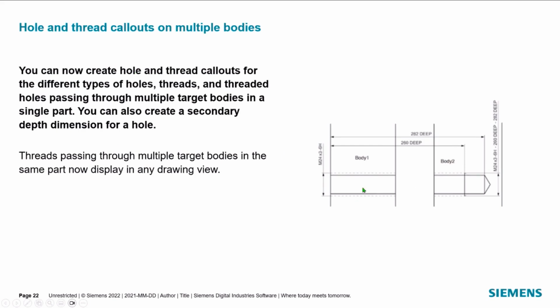Again, kind of going along with the threaded hole through multiple bodies, the callouts support that as well. So if you've got a threaded hole like I had before that goes through multiple bodies in the same part, when you put that on a drawing and you use the hole callout, it does span across the multiple bodies.